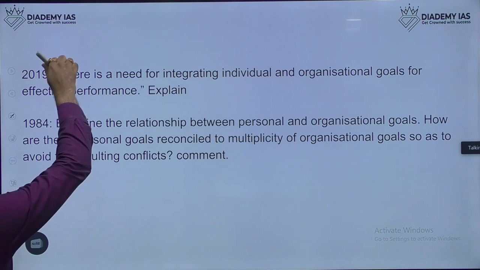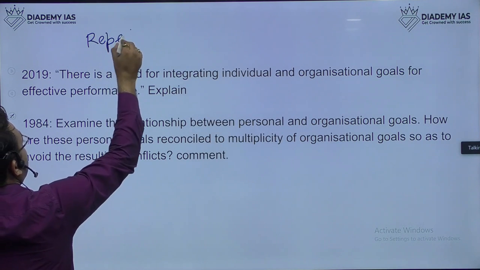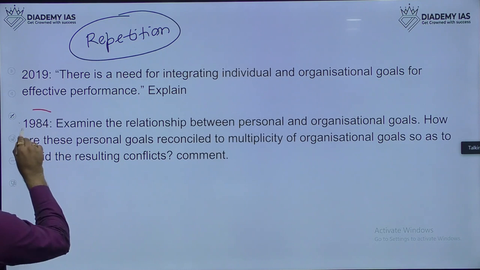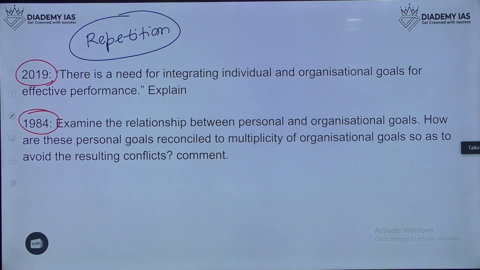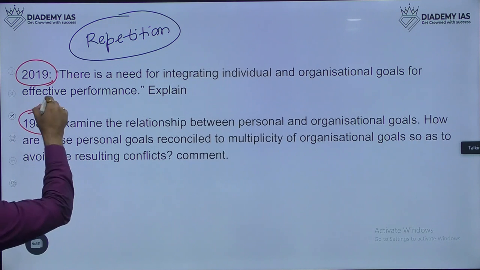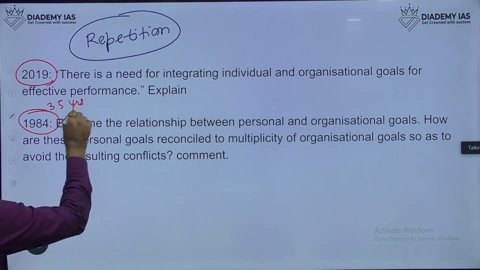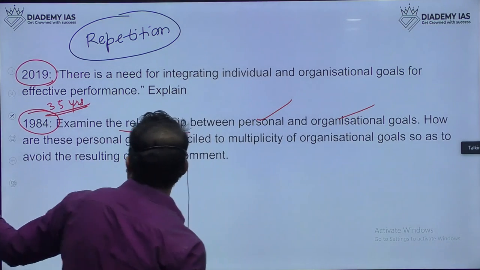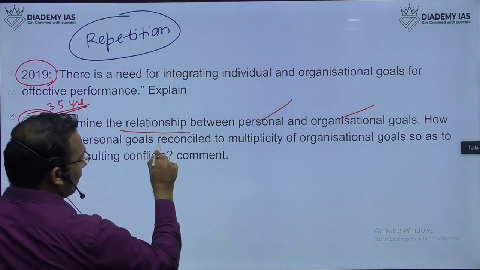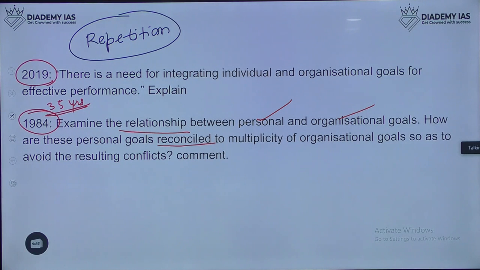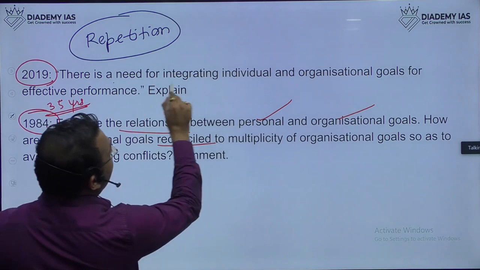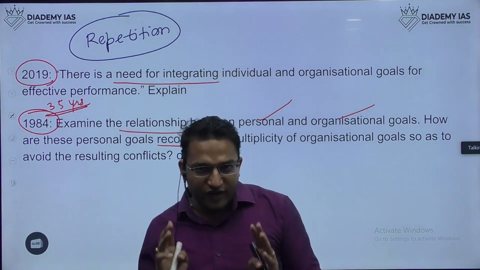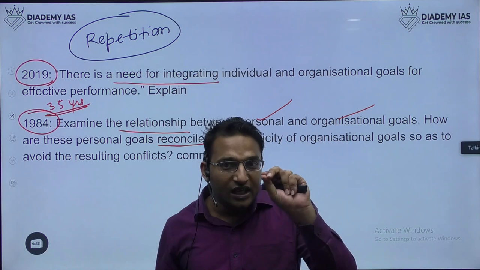Then if you see the repetitive nature of the questions, 1984 and 2019, how much is the gap? 1984 to 2019, 16 plus 19, 35 years. 35 years ago, they asked a question, relationship between the personal goal and organizational goal. How are these personal goals reconciled to multiplicity of the organizational goals so as to avoid the resulting conflict, right? And in 2019, they're asking need of integrating individual and organizational goal for the effective performance, explain. So basically, the language is different, the answer will also be a bit different, but the theme is repeated.